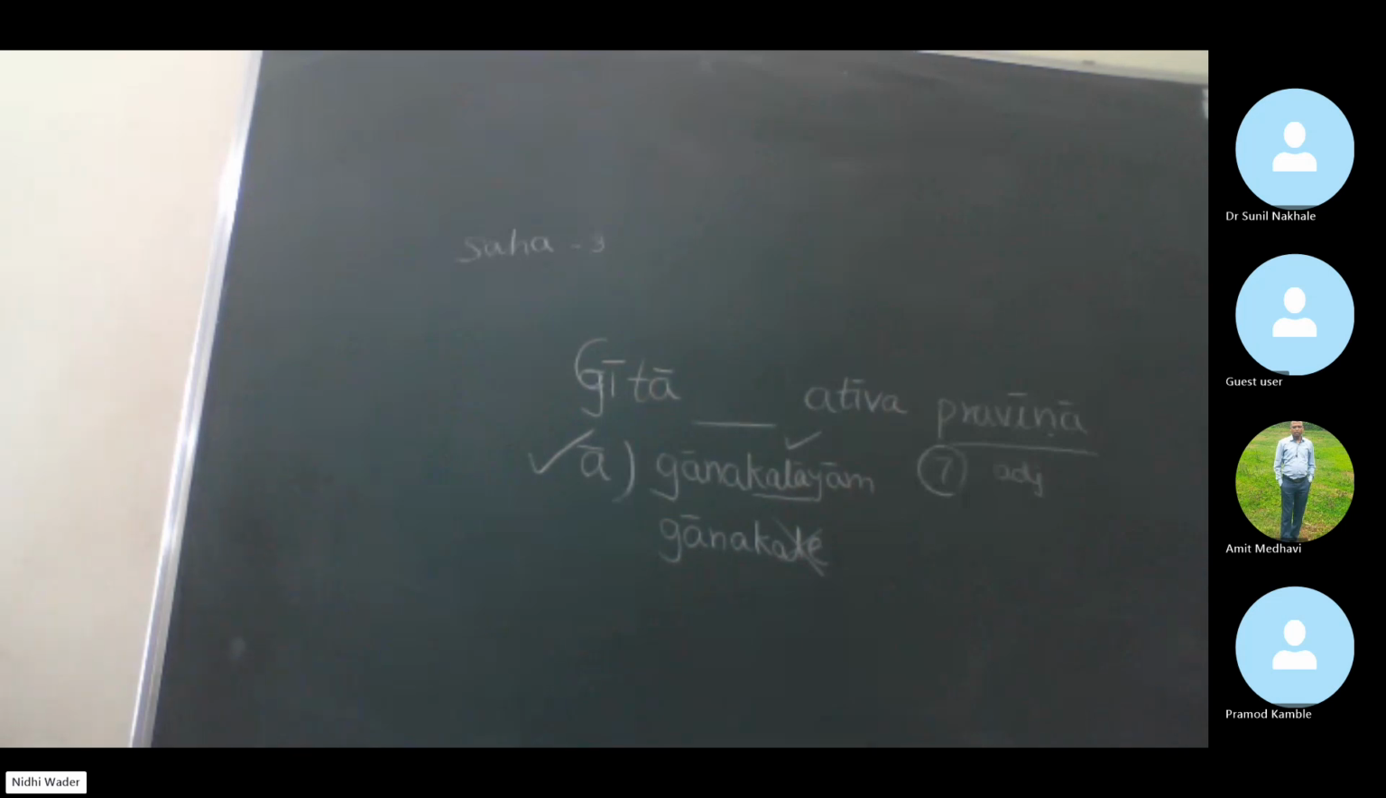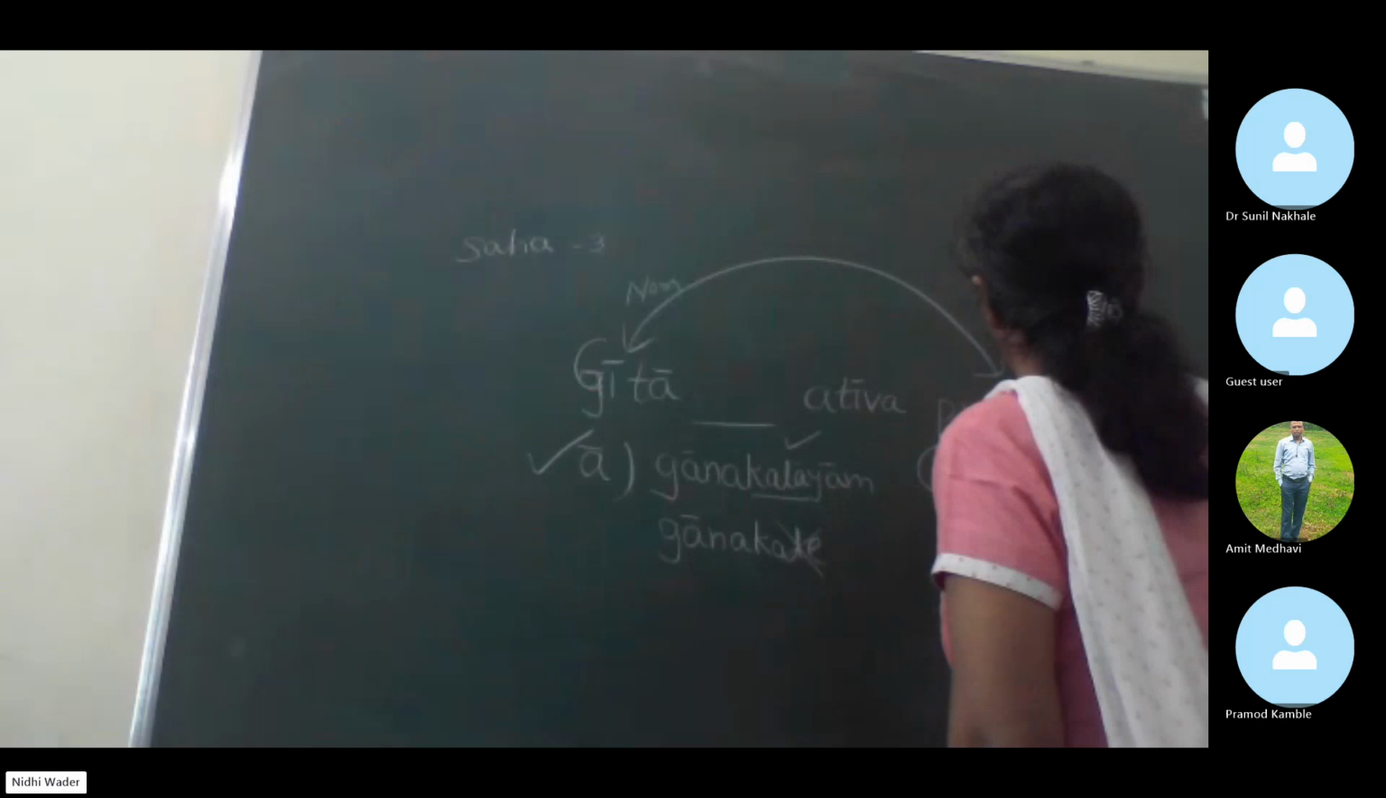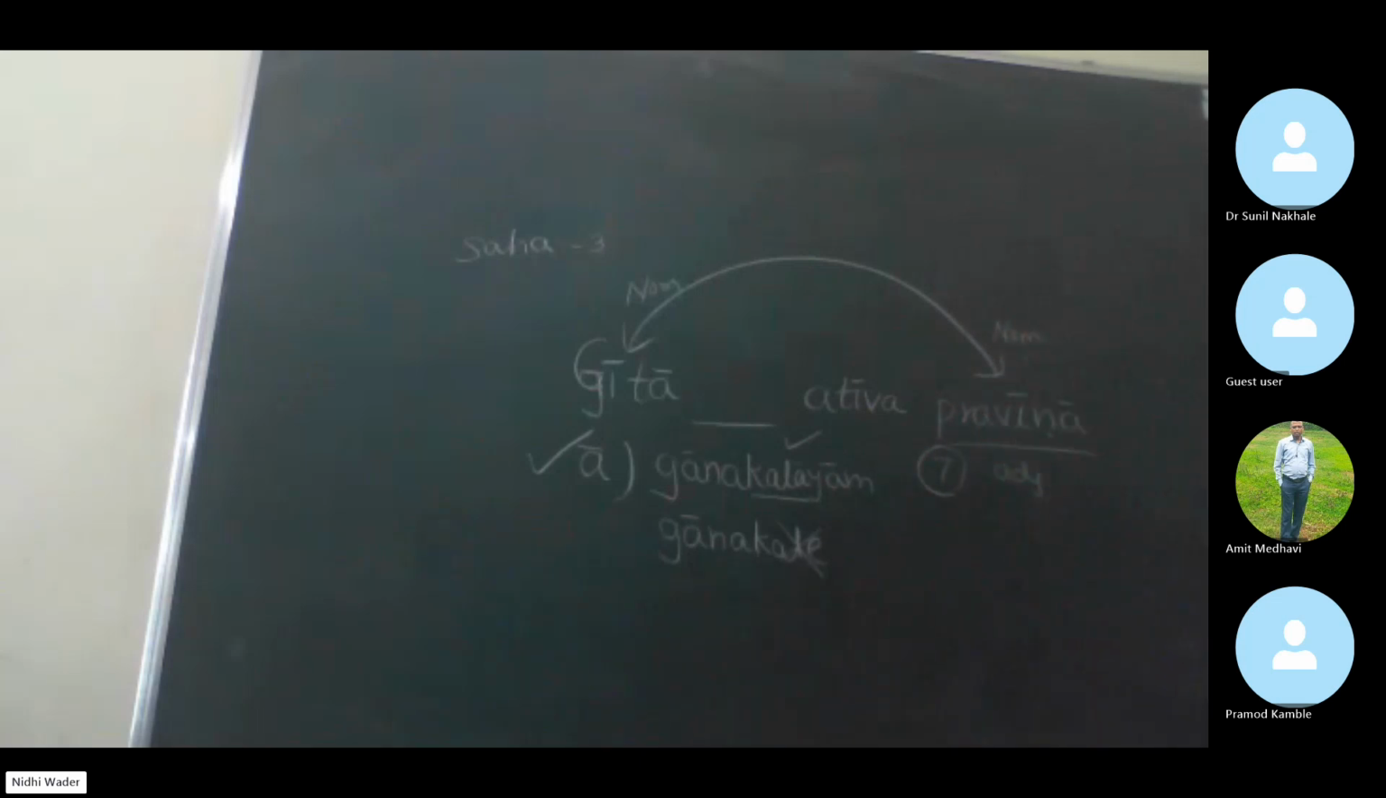So, how do you know Pravina is in locative case? Pravina is not in locative case. Pravina is in nominative case because it is adjective of Geeta. Geeta is nominative and Pravina is also in nominative. But Pravina is the word which we have in our list. Check our list, which I taught you last week. Pravina was used there for locative. Expert, skilled.